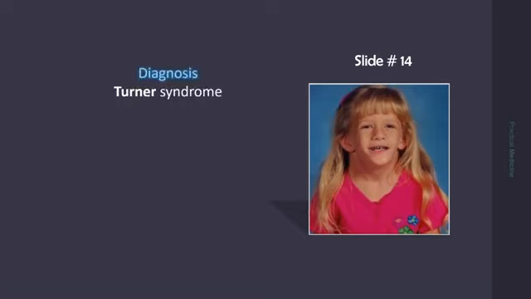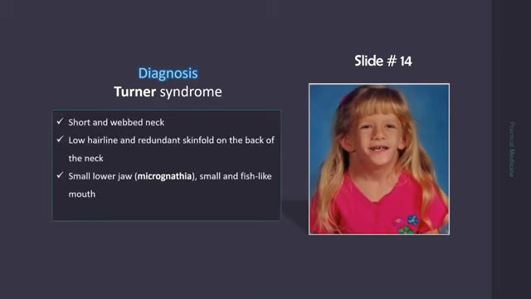This is typical appearance in Turner syndrome. There is short and webbed neck, low hairline and redundant skin fold on the back of the neck, small lower jaw called micrognathia. Mouth is small, and ears are low set and deformed.